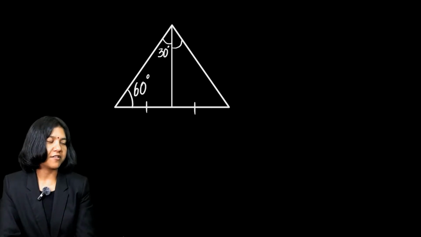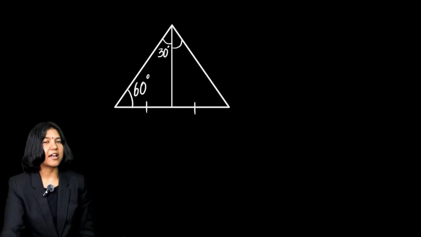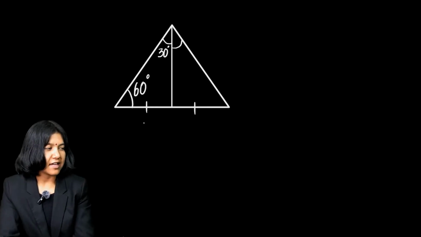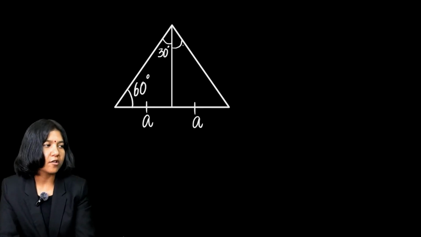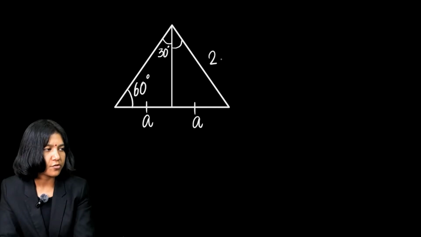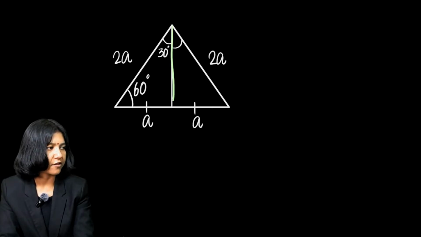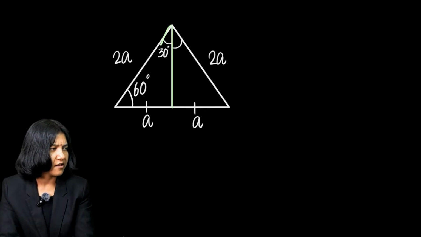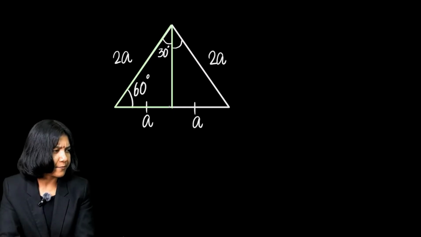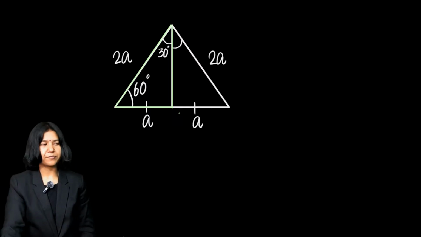Now, if you have an equilateral triangle, then this half side is a, and this side will also be a. Then my whole side of the equilateral triangle has to be 2a, right? This is also 2a. So I'm only taking the right side of this triangle, because I need a right triangle to find my trigonometric ratios, correct?